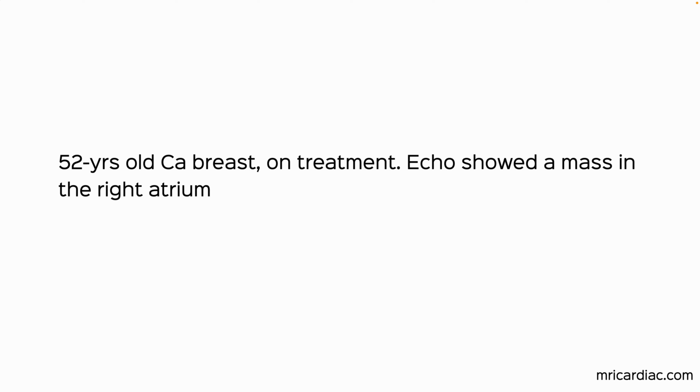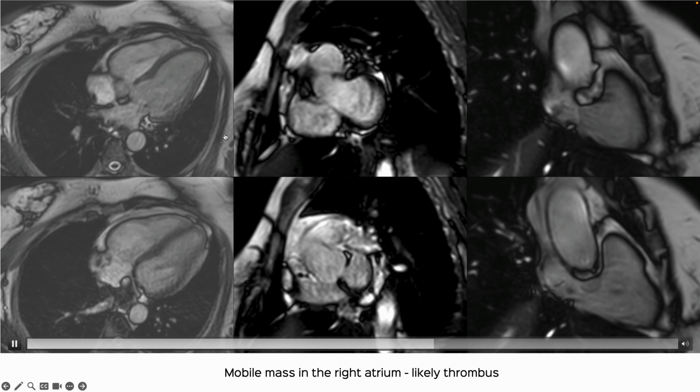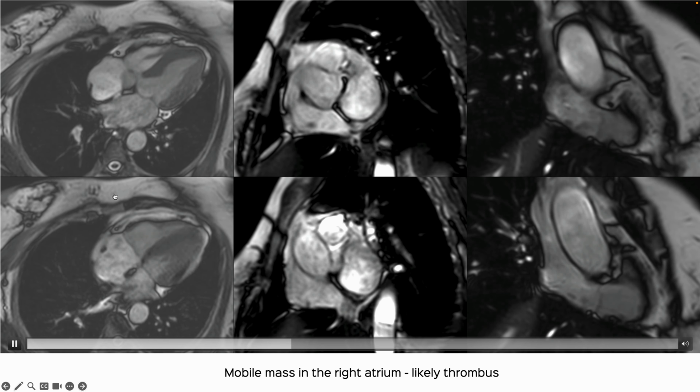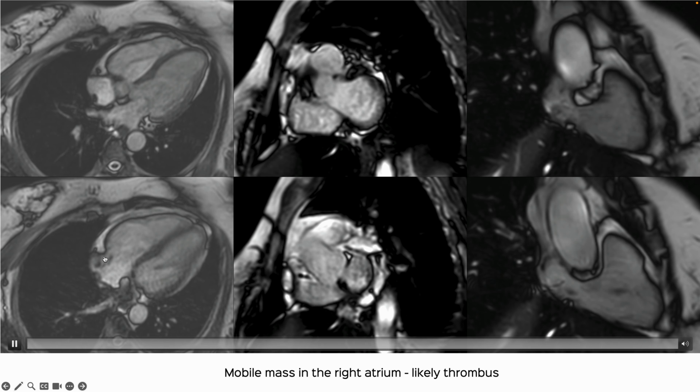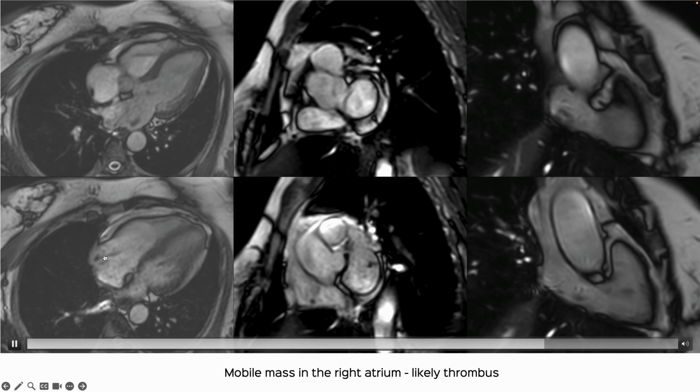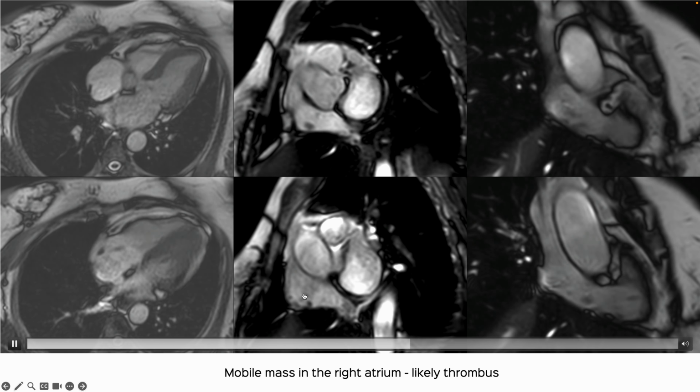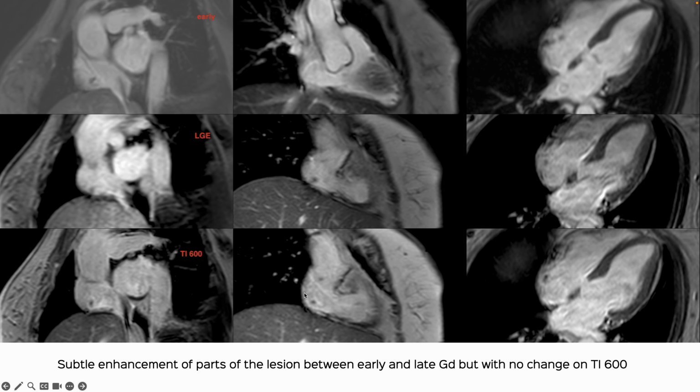This is a 52-year-old with carcinoma breast on treatment. Echo showed a mass in the right atrium, and you can see that it's kind of irregular, seems attached, but is mobile and shows features highly suggestive of a thrombus. But there was some difference between the early and late GAT. So you can see the early images show this thrombus not very well seen on the 2 chamber, but well seen on the 4 chamber.